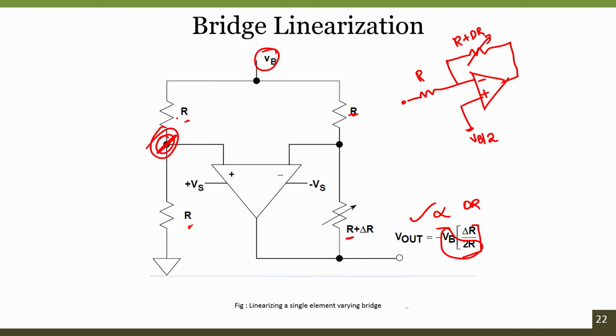What we have seen in the previous discussion, this Vb by 2 will be added to the output voltage. How?